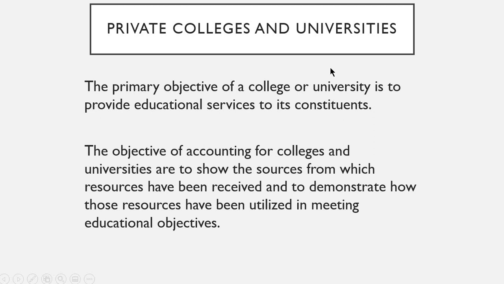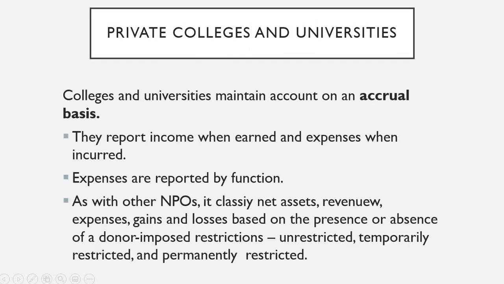Okay, so the primary objective of a college or a university is to provide educational services to its constituents. And so the objective of accounting for colleges and universities is to show the sources from which resources have been received, from the donors or fund donors, and to demonstrate how those resources have been utilized in meeting educational objectives. So, colleges and universities maintain their accounts on an accrual basis, reporting income when earned and expenses when incurred.